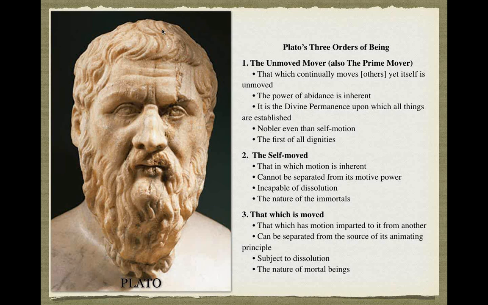The second tenet becomes that in which mind is inherent. And of course, mind there being divine mind or the noumenon of mind. And the third tenet, which is that which has motion imparted to it from another, becomes that which has mind imparted to it from another. This third group includes the personalities of human beings whose mind is bestowed on them by their souls, which is part of that second group, right? So any thoughts or questions about this?